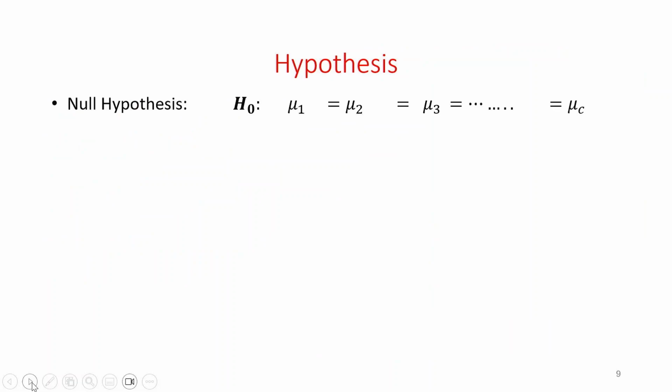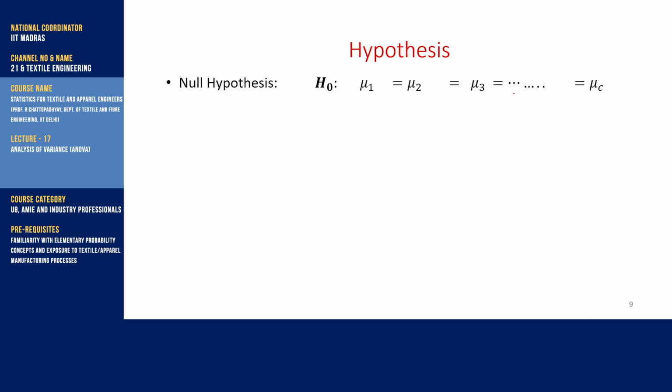Now, the hypothesis, if it is a generalized table: we have C different treatments, and we ask whether the treatment means are different from each other or not. So we write the null hypothesis, which will say the treatment means are the same. Therefore, mu1 will be equal to mu2, equal to mu3, up to mu c. The C number of treatments are there.